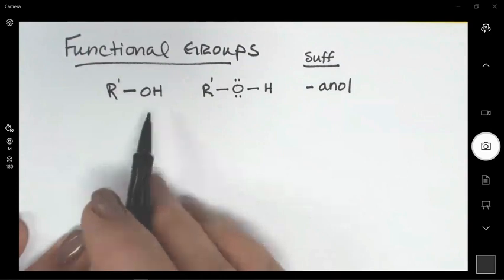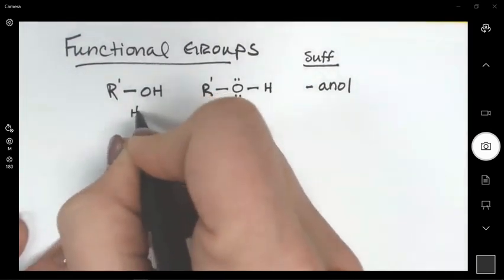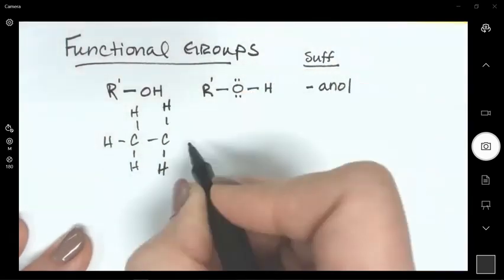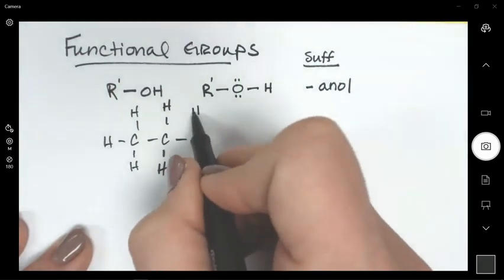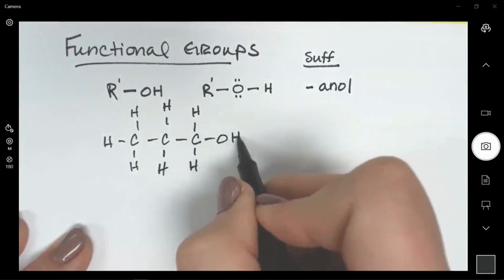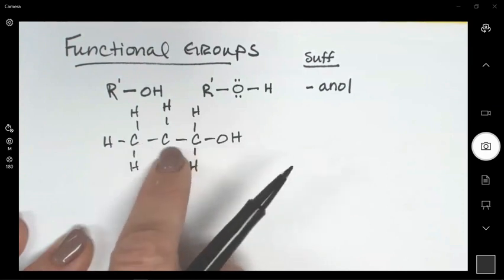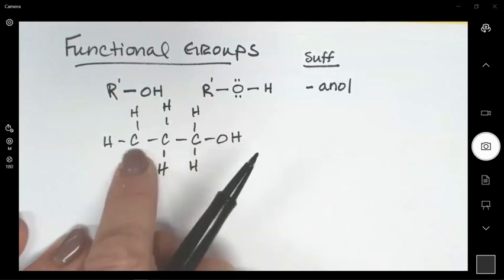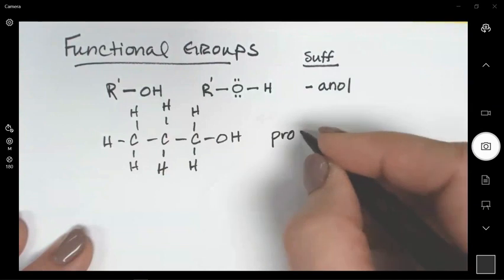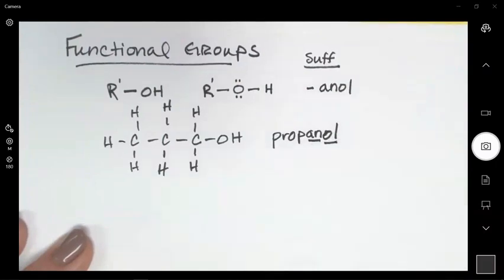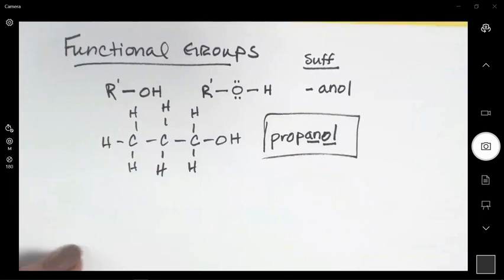So a functional group replacing one of the hydrogens. So let's do the CH3. And then let's do CH2. And then let's do CH2. And then let's do OH. So 1, 2, 3. How many? Meth, eth, prop, right? Single bonds, so is it ane? Ane. So propane, propanol. Okay. Making sense?